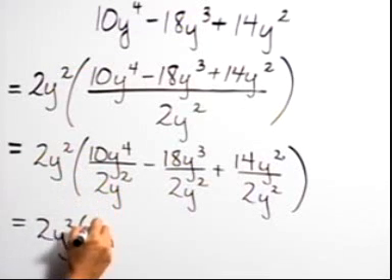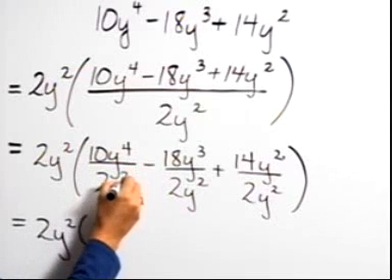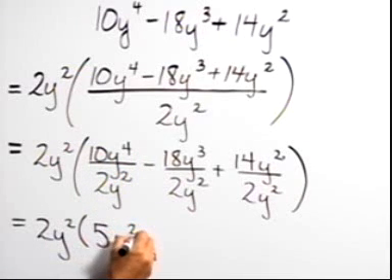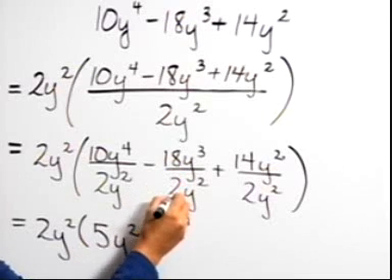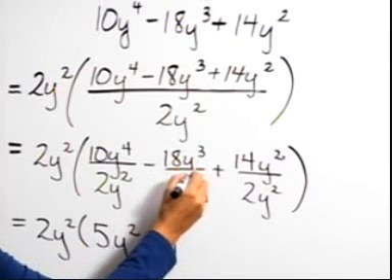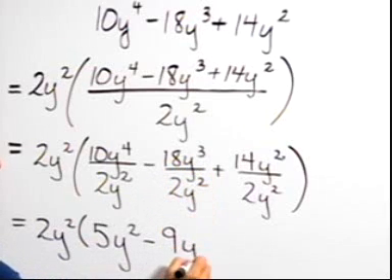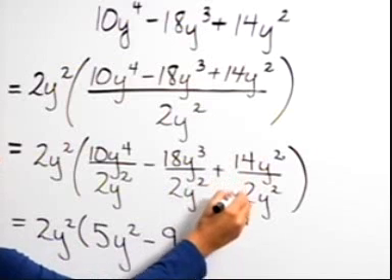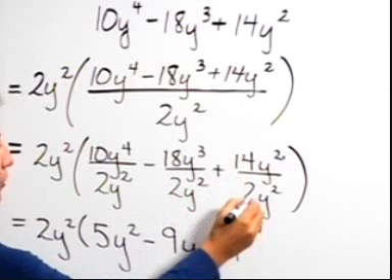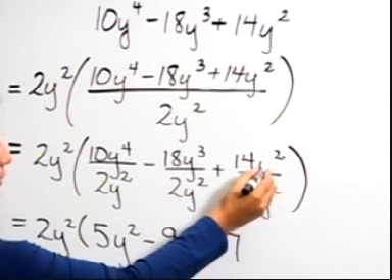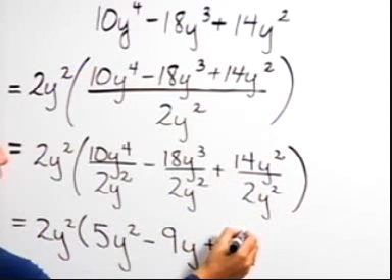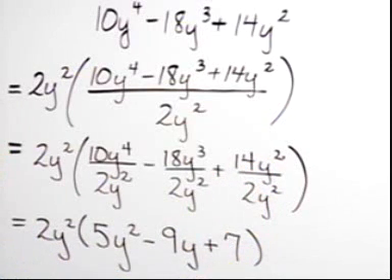10 divided by 2 is 5. Y to the 4 minus 2 gives me y to the second. Minus 18 divided by 2 is 9. Y to the third and y to the second, 3 minus 2 is y. Plus 14 divided by 2 is 7. The y to the second and y to the second, 2 minus 2 gives me 0, so it divides itself out, giving me a final factorization of 2y to the second times 5y to the second minus 9y plus 7.